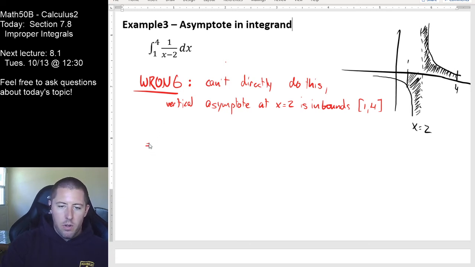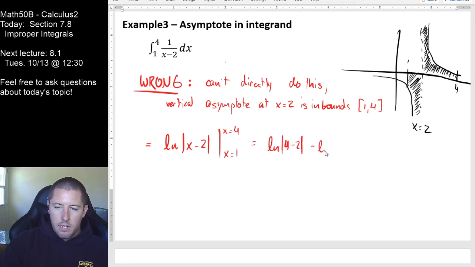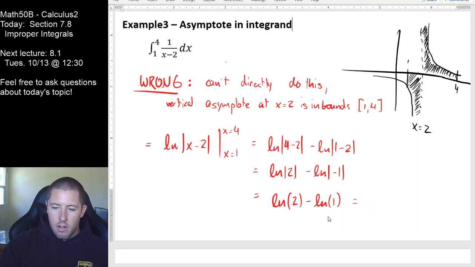What I'm seeing here is that we should be getting the natural log of |x - 2| evaluated from x equals 1 to x equals 4. This should be giving me the natural log of |4 - 2| minus the natural log of |1 - 2|. Fortunately, we remember absolute values are there, so that's not a problem. All we're getting here is natural log of 2 minus natural log of the absolute value of negative 1, which is just natural log of 2 minus natural log of 1. And since natural log of 1 is 0, that's just giving us natural log of 2, right? So this would be a very good wrong answer for this.